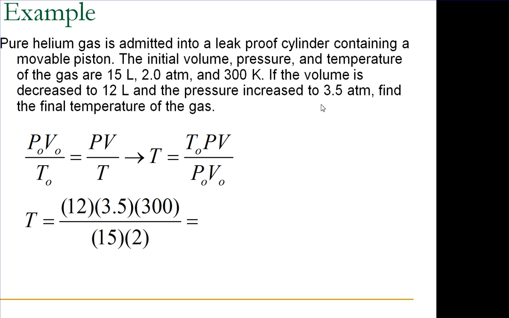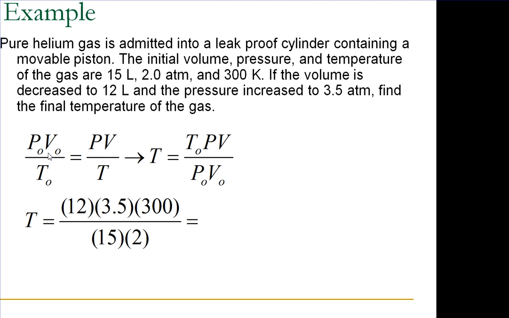Now let's look at an example. Suppose I have pure helium in a leak-proof cylinder. This tells me I'm going to have the same number of moles. The initial volume, pressure, and temperature are 15 liters, 2 atmospheres, and 300 K. I'm going to change the volume to 12 liters and increase the pressure to 3.5. I want to find the final temperature of the gas.